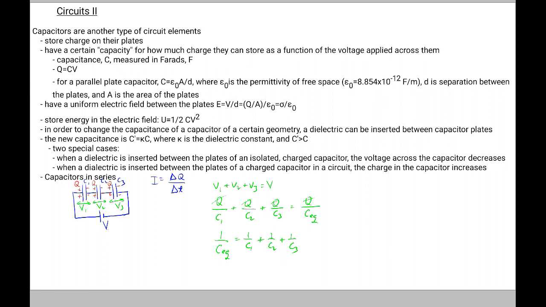So the theory is the same as the theory for resistors, but what is different is the relationship between the voltage and the capacitance. Remember that for resistors we had Ohm's law where V was IR. So V and R were directly proportional, whereas V and C are inversely proportional. So that's why we have the inverse relationship.